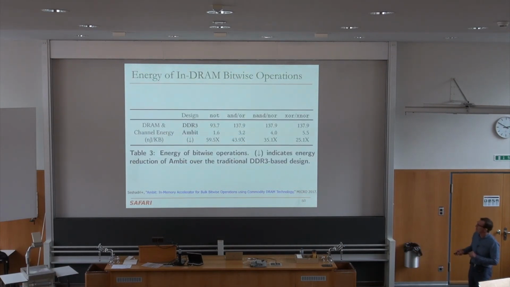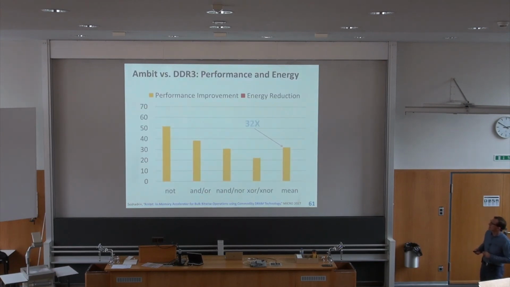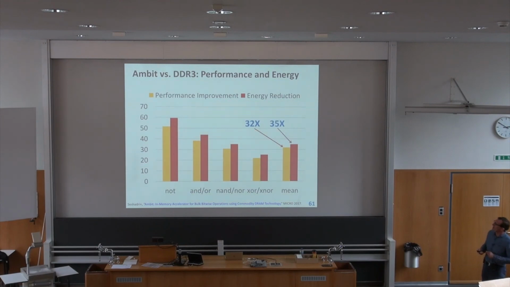Okay, so what about energy? The performance numbers look good. Energy numbers are actually quite good also. This is compared to DDR3 channel energy. You can read the paper for more detail, but essentially you reduce the energy of a NOT by about 60x, and you can build up an XOR and XNOR by about 25x, which is still quite good. And this is the summary. I'm not going to go into the detail.